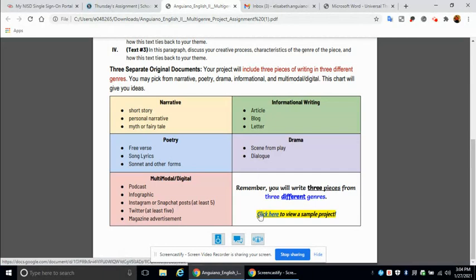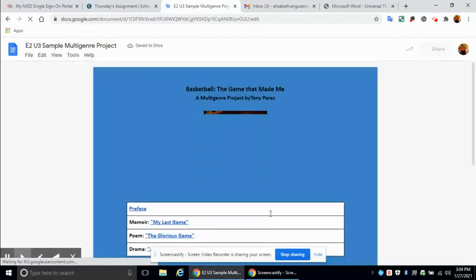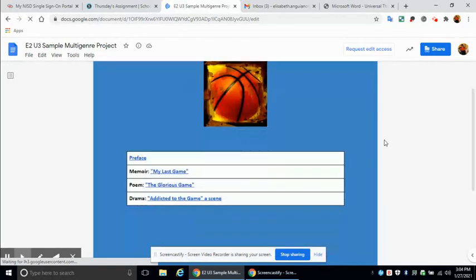So I want to show you an example of a finished product. Okay, and this is here for you as well to use to model your own writing after. Okay, it just so happens to be about basketball. I know you guys are probably tired of hearing that in my examples, but this wasn't actually done by me. This was done by Mr. Perez. Okay, and so his preface is linked here. Okay, he decided to do a memoir, a poem, and drama.